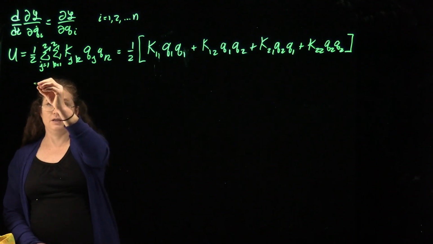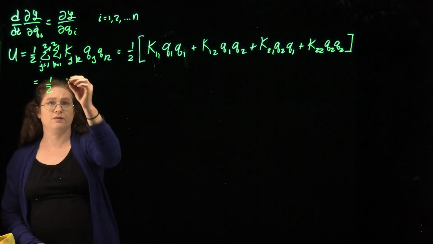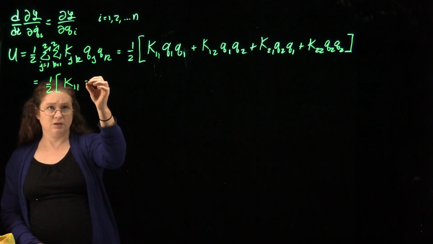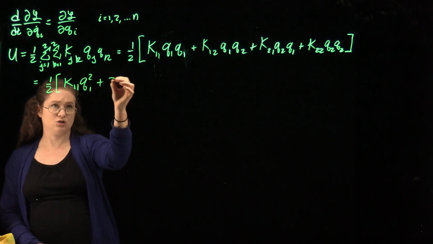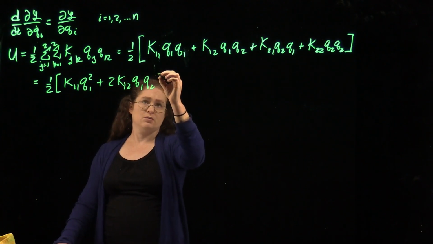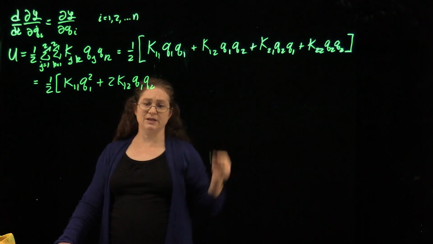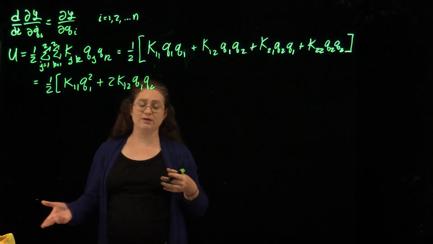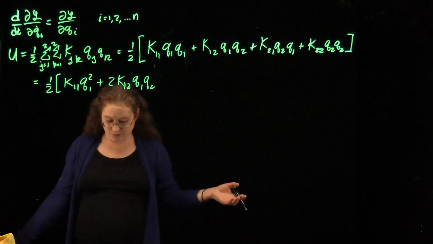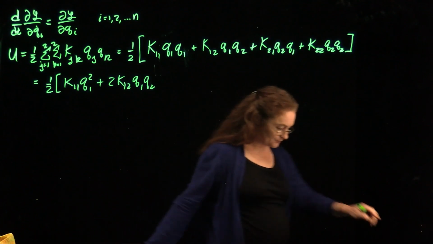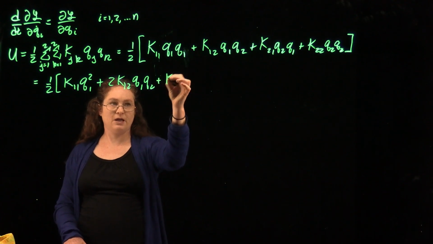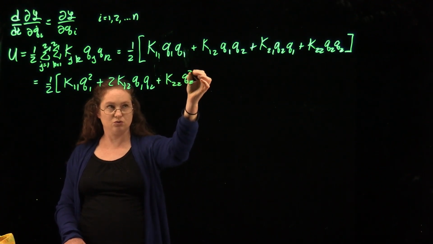This is all equal to 1/2 k11 q1 squared plus 2 k12 q1 q2, because this term is equal to that term. It just changes the order you do derivatives. Mathematicians would worry about that. Physicists always work with nice, neat, smooth functions where we can get away with that. And then I have k22 q2 squared.